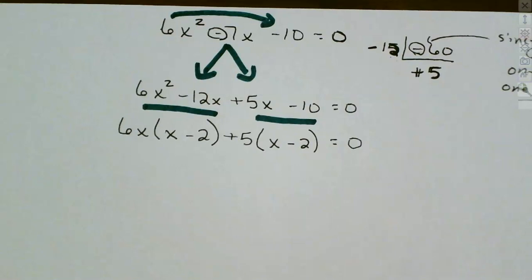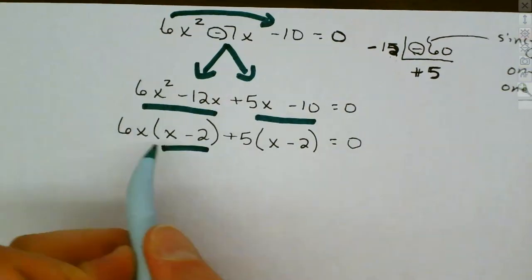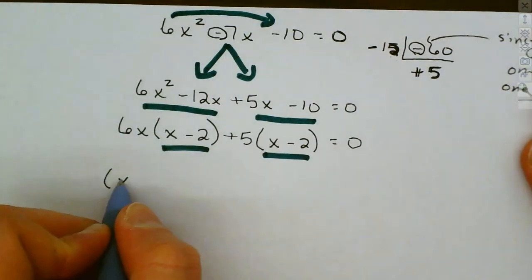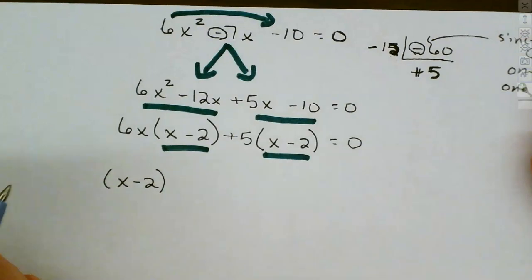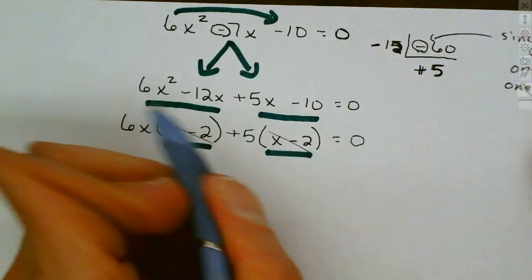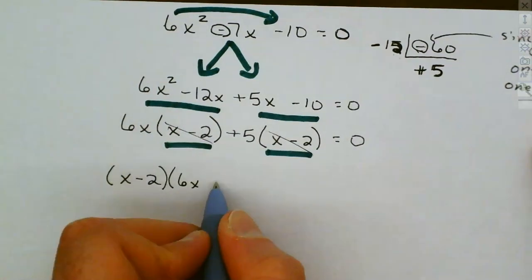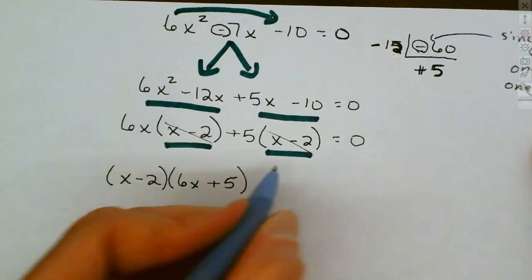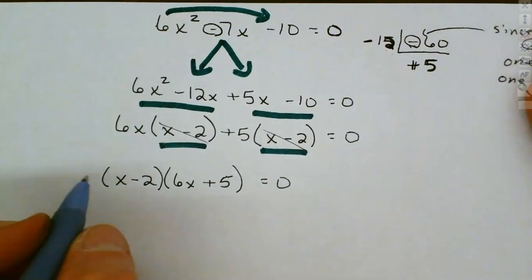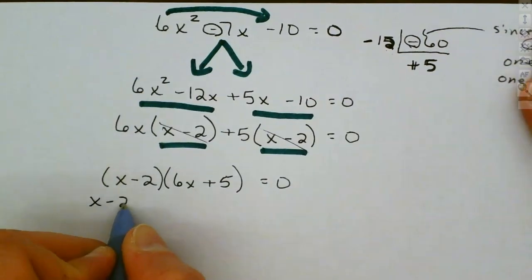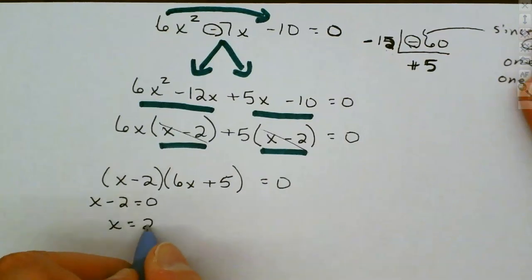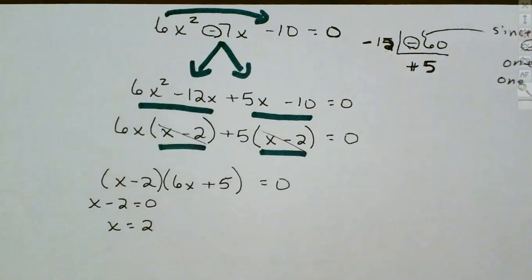So how do we finish it out? We know these are the same, right? So that's going to come out in front as an x minus 2. What's left over? Yep, 6x plus 5 is left over. And what does that equal? That equals 0. Now we can finish it. So we've got x minus 2 equals 0. So my first solution is x equals 2. Easy enough there.